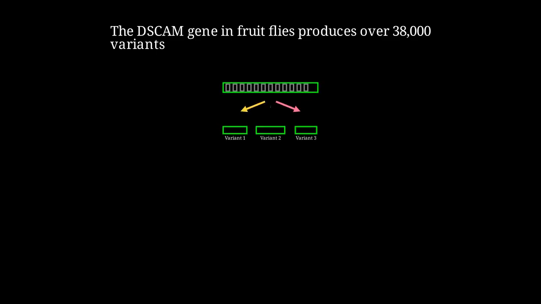The DSCAM gene in fruit flies can theoretically produce over 38,000 different protein variants through alternative splicing. A single DSCAM gene with multiple exon clusters can be mixed and matched to create thousands of unique protein variants for neural development.